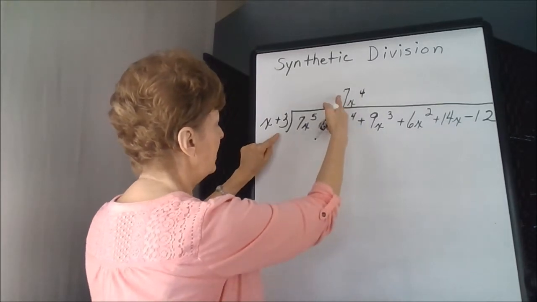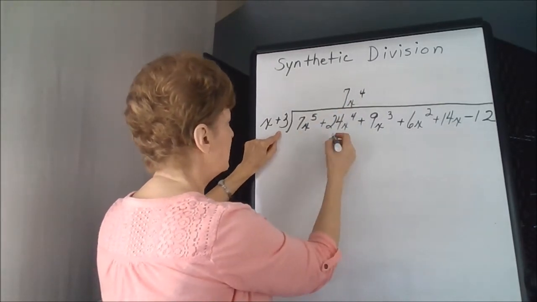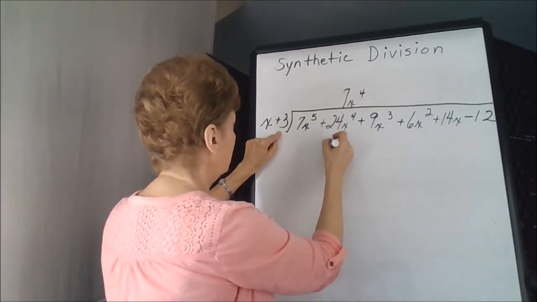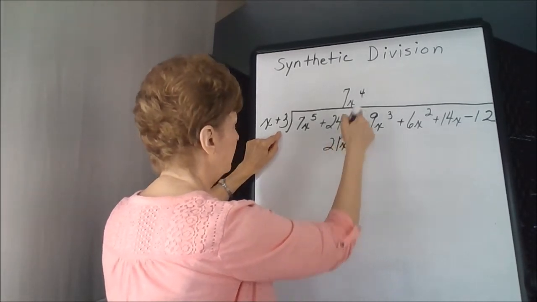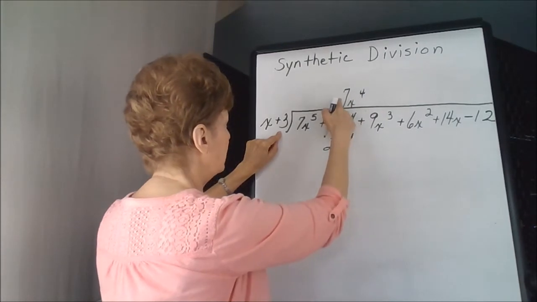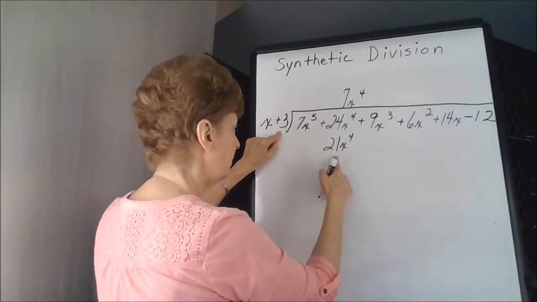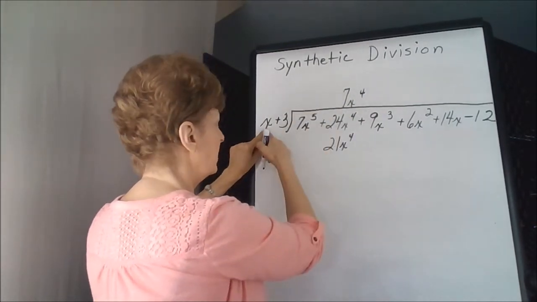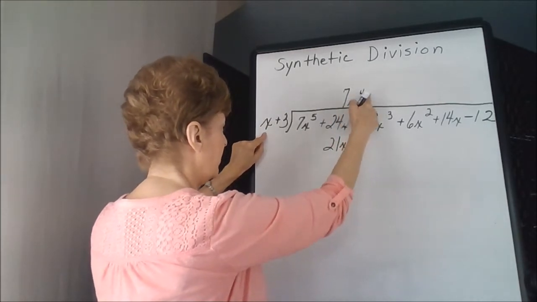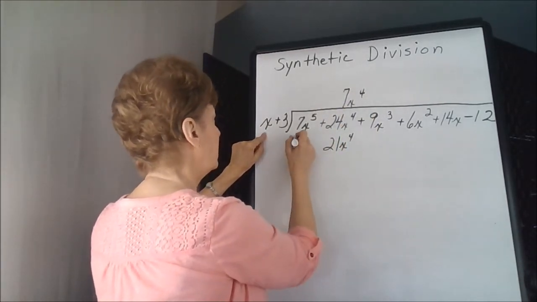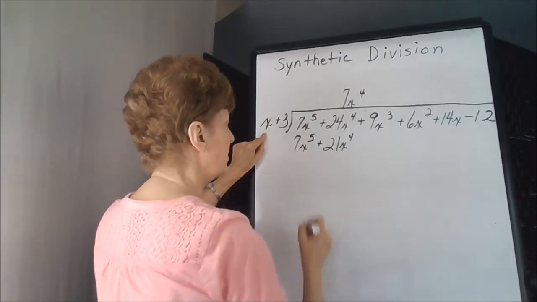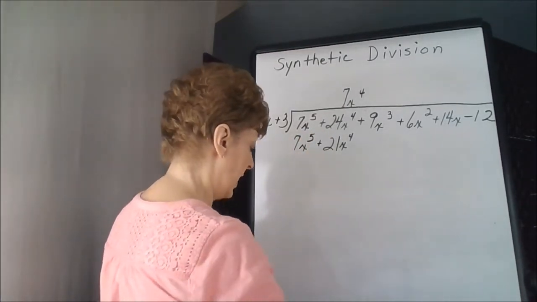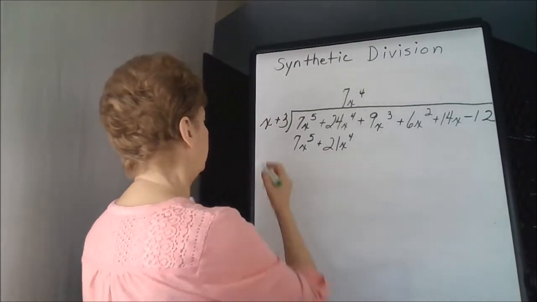multiply back. 7 times 3 is 21, x to the 4th. Here's our x to the 4th, and 7 times 3 was 21. 7x to the 4th times x gives us a 7x to the 5th. So we're good. Now is our subtraction step.